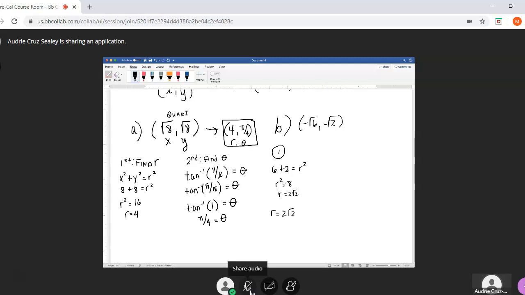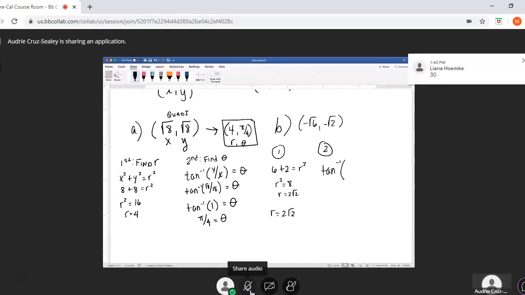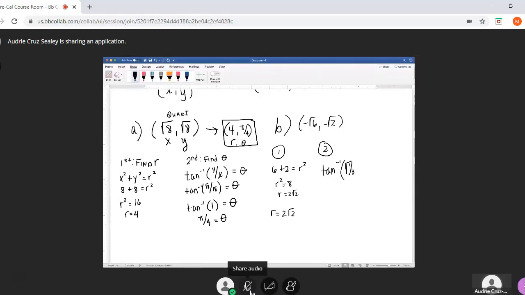Okay, now what about theta? I don't hear anything about that. So you should have did tangent inverse. Do you agree with that? Of the square root of 1/3, which is tangent inverse the square root of 3/3. Do we agree with that?